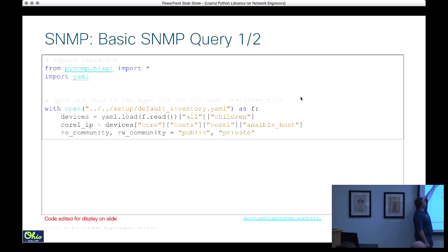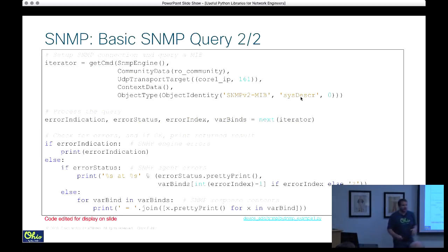And we start out like anything. We import in PySNMP HLAPI, that's what we're going to go ahead and connect to, and then our YAML library again, so we can read in the device information that we're after. And in this case, in addition to the IP address, I've got my read-only and my read-write communities. And for my demo, I'm just using public and private for those.